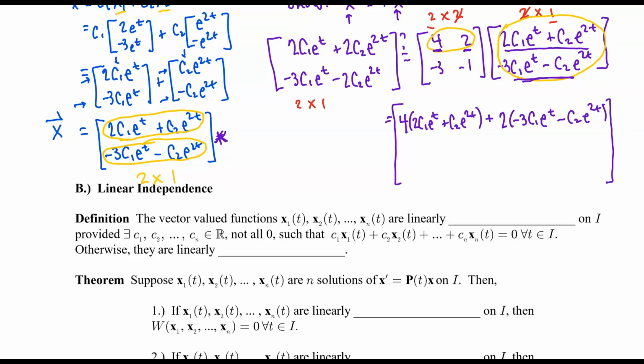Okay, moving on to row 2, column 1, we're going to multiply row 2 times column 1. So we're going to get row 2 entry, negative 3, times column 1 entry, 2c sub 1 e to the t plus c sub 2 e to the 2t, plus the second entry here, negative 1 times the second entry here, negative 3 c sub 1 e to the t minus c sub 2 e to the 2t.